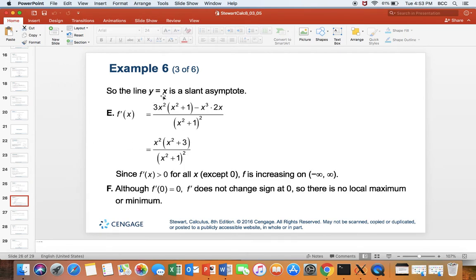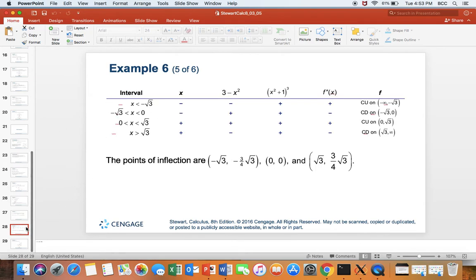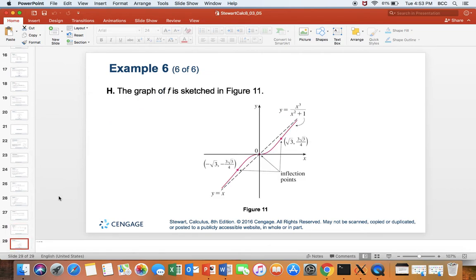Okay. Y equals x is a slant asymptote. The rest of it is the same way. Derivatives, second derivatives, you're looking at concavity, up, down, and then eventually you graph.